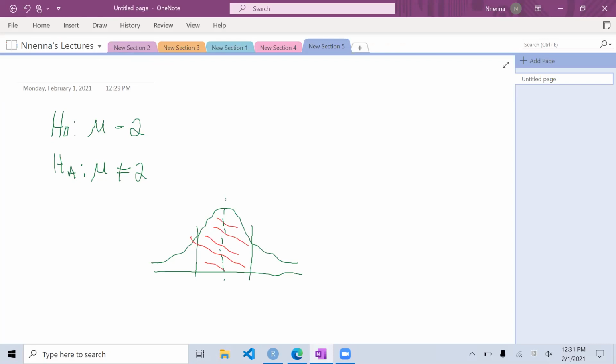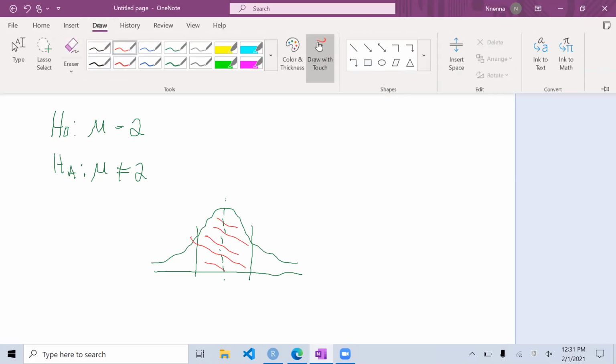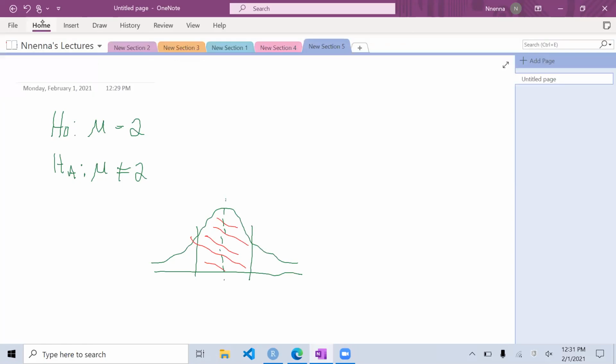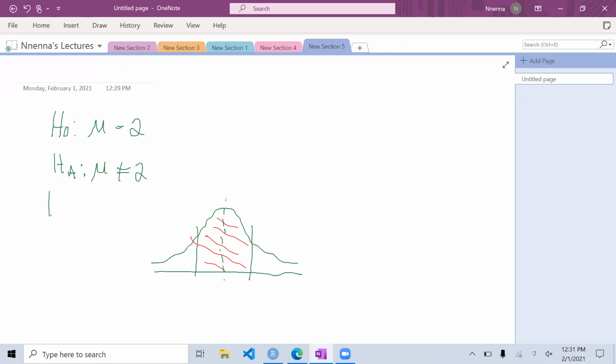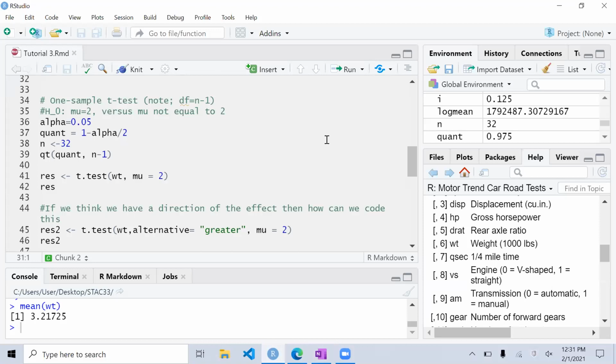And what is this? Well, in the scope of my t-test, whenever I take an observation that's close to 2, it yields t equal to 0. So any observation that's close to 2 is going to be sitting in the center here, right? Okay. So now let's see how this looks in R.